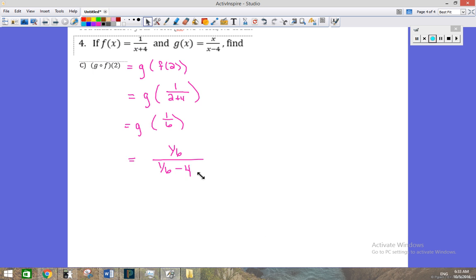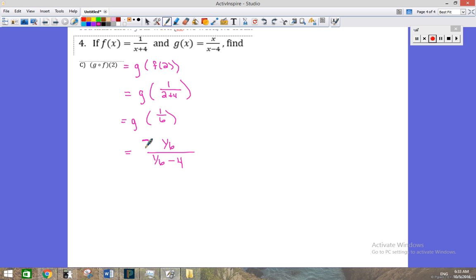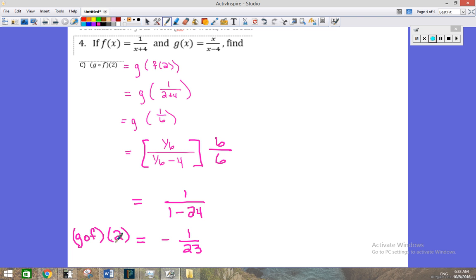Alright, rather than using a calculator, I am going to multiply by 6 over 6, and that will get me a 1 in the numerator. The 1/6 times 6 gets me a 1 here, minus 24. So I believe that we have negative 1 over 23 as our answer. So if you evaluate this composition, g composed with f at x equals 2, you'll have a y coordinate of negative 1 over 23.